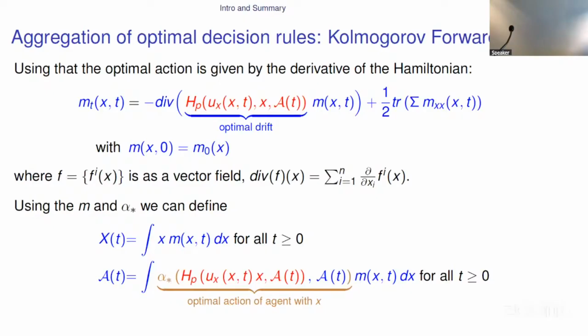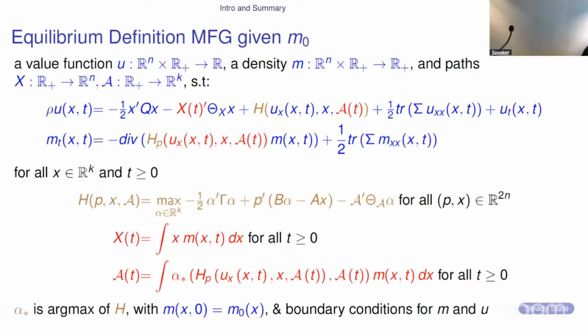Okay, so in equilibrium, it's just putting these things together, so I'll put everything together in one slide. Two partial differential equations, but it's super simple because everything is linear quadratic. The one for the densities and the one for the value function are related to each other, because in the one for the densities you have the x and the a, and in the one for the m you have the derivative of the value function. So they're coupled together. And then the definition of the Hamiltonian, this is a trivial linear quadratic problem.